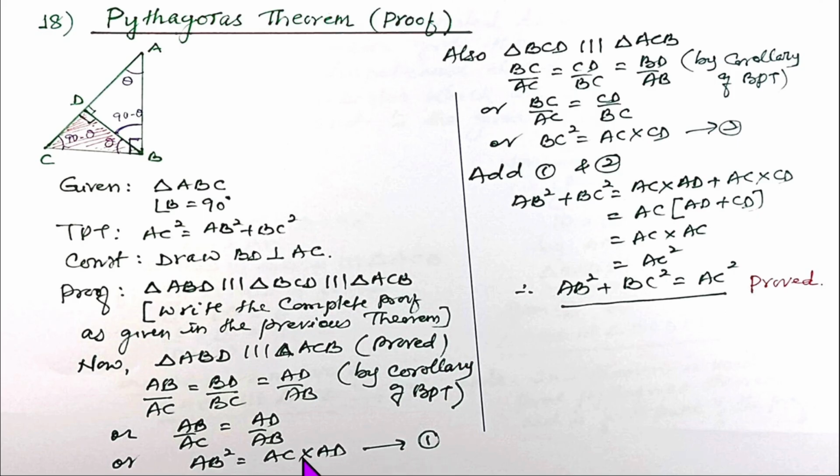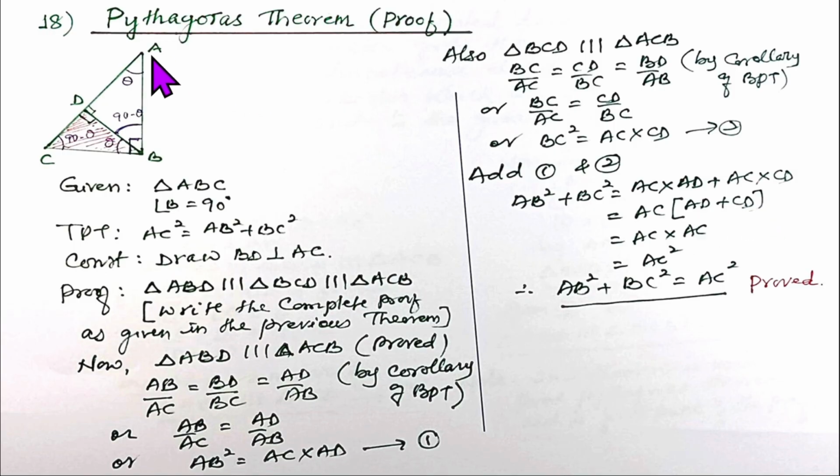So we have one, that is AB square is equal to AC into AD, and we have two, BC square is equal to AC into CD. Now we want AB square plus BC square, so adding 1 and 2 we get AB square and BC square on LHS. So AB square plus BC square is equal to AC into AD plus AC into CD. AC is common in this, take AC outside, in the bracket AD plus CD.